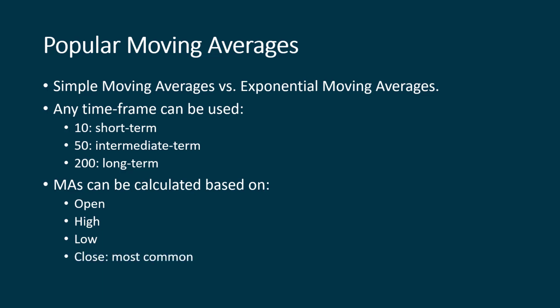Just to give you an example, one system that I developed years ago uses the daily spread between the high and the low to determine how much volatility there is at any given time. I take the high minus the low, that gives me a number, and then I plot that as a moving average over time. Most moving averages that you use are going to be based on the close.